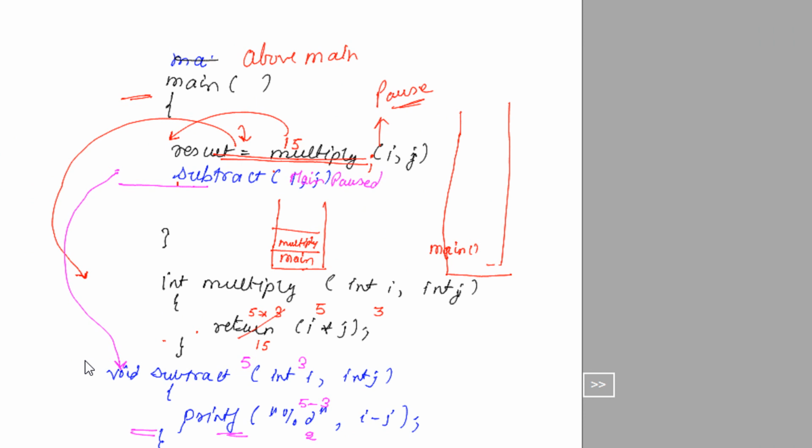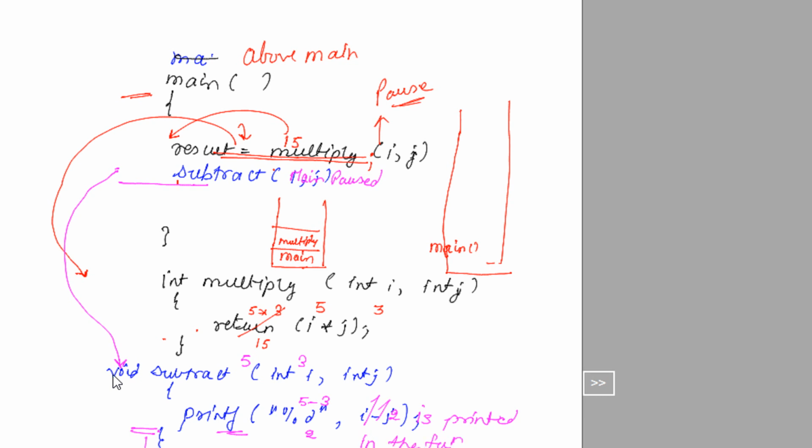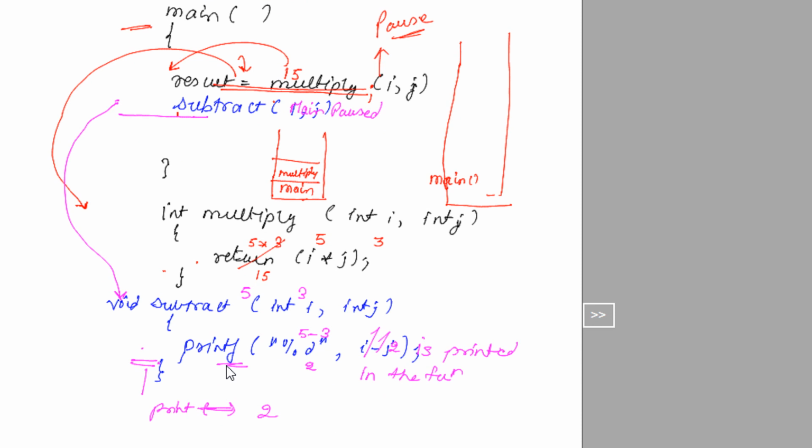So in the function itself, it will print the value which is 2. 2 is printed in the function itself. So now 2 is printed in the function itself. I reach the curly braces.